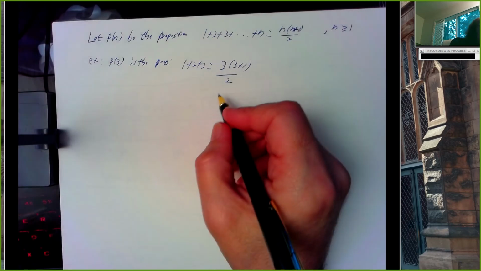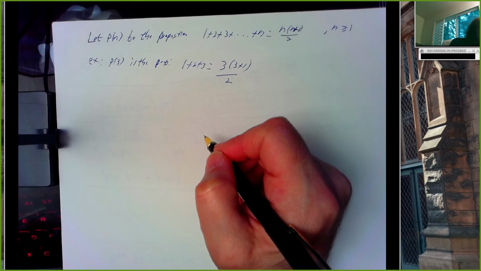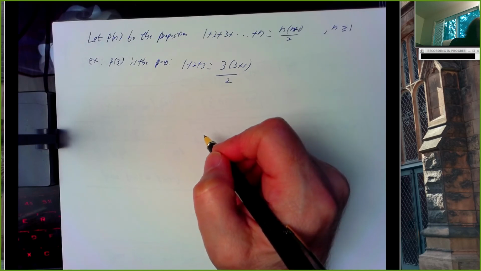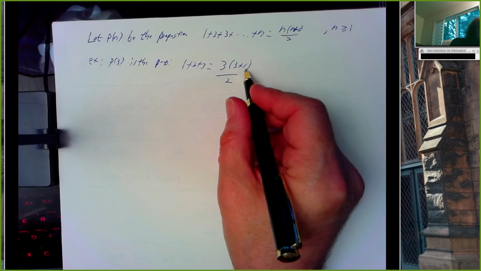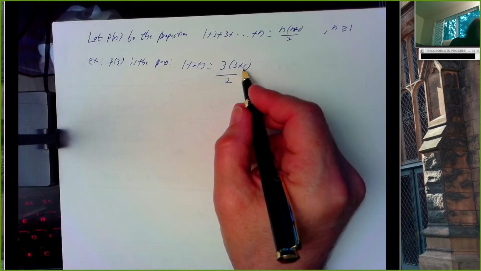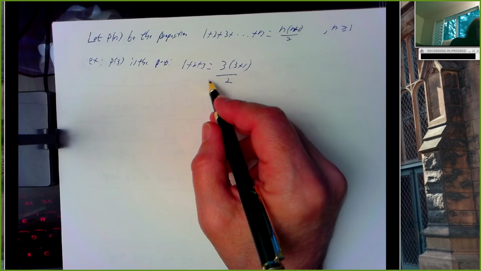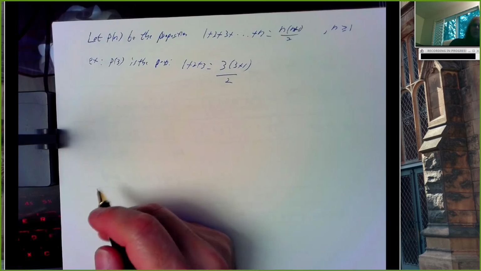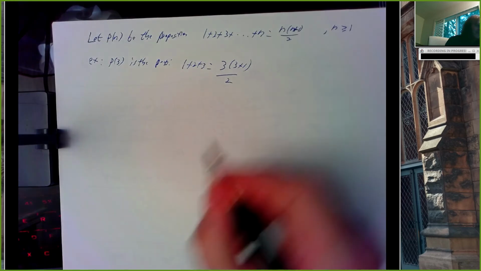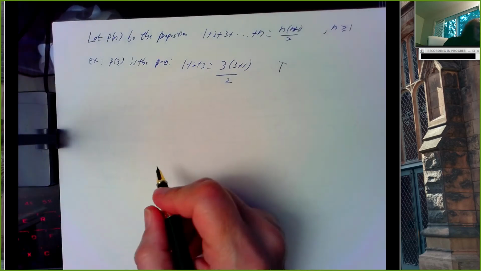Because that would be 6, and then 3 times (3 plus 1) divided by 2... let's see. 3 plus 1 is 4. 3 times 4 is 12, divided by 2 is 6. 6 equals 6. That's the same as 1 plus 2 plus 3. Okay, no, I messed that one up. That's okay. So yeah, this is true.